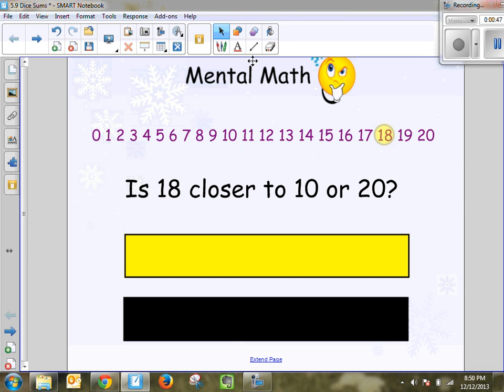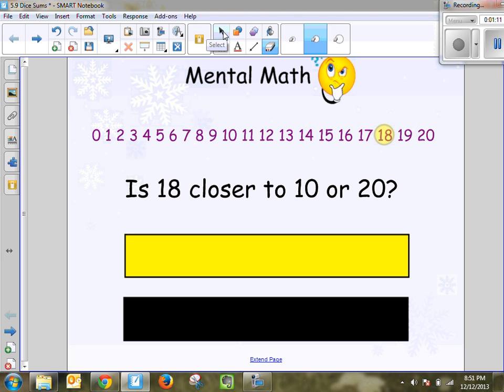So thinking about this, again, what we're trying to figure out, would 18 actually be closer to 20, or would it be closer to 10? And I think you probably got the answer there just from me drawing those lines. It gives you a good idea of where 18 is compared to 20 and the number 10. So hopefully you realize that it is actually closer to the number 20. Let's try the next one.